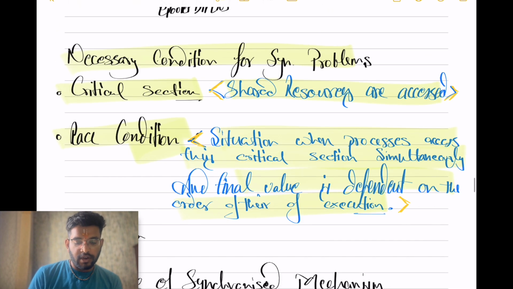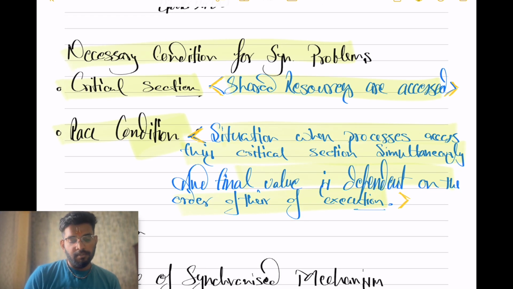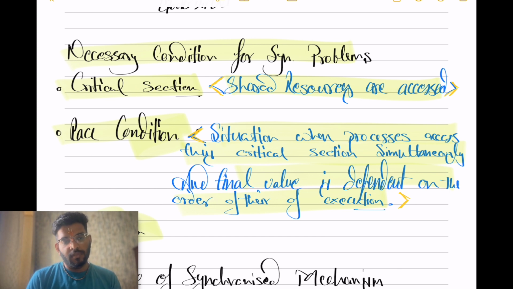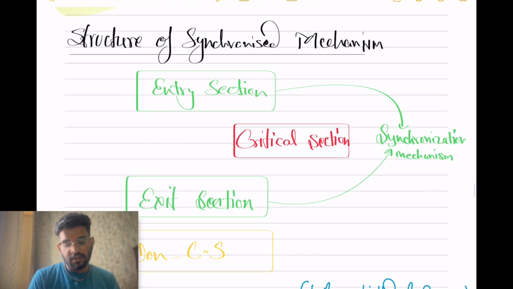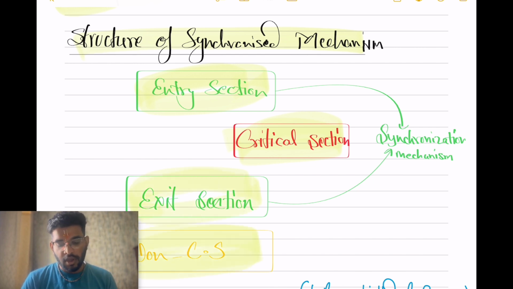Preemption. Another necessary condition for synchronization is preemption. Basically, preemption refers to preempting another process before it completes. Now, the structure of a synchronization mechanism. First, there is an entry section, and then the critical section, then the exit section, and then the remainder section, also known as the non-critical section. Both entry and exit sections are used as a synchronization mechanism.